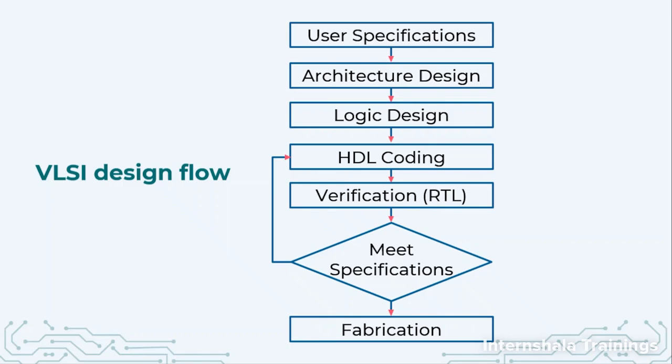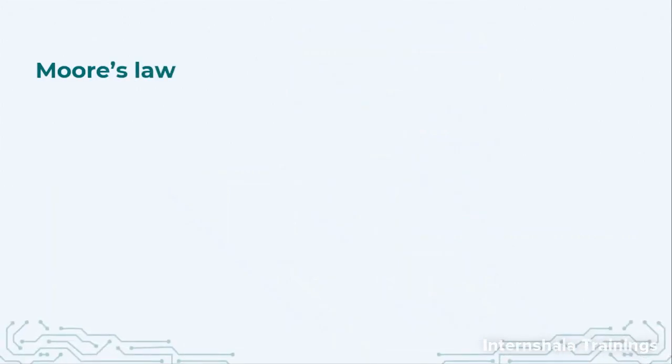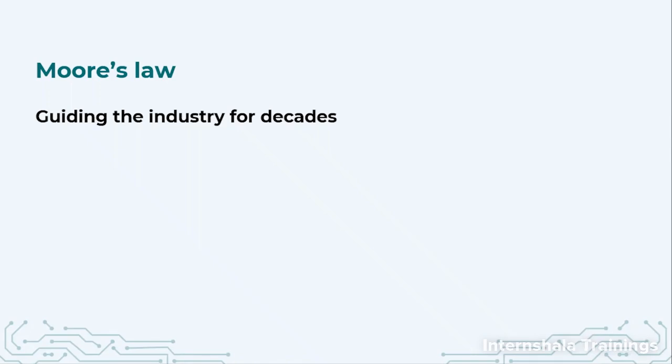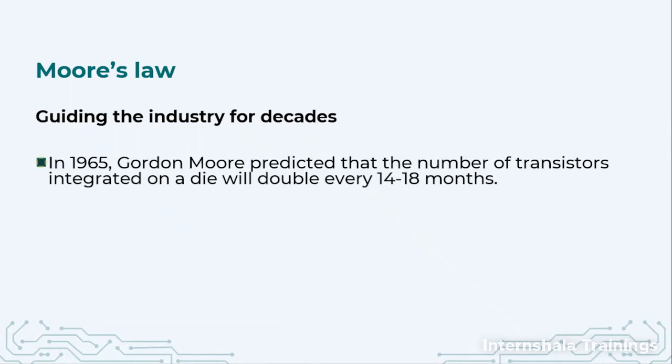Let us talk about a very important law called Moore's law. This law has been guiding the industry for decades on how this industry will grow. In 1965, Gordon Moore said that every 14 to 18 months, the number of transistors that we integrate on a single chip will double. So in around 3 years, we will be able to put together 4 times the number of transistors. In another 3 years, another 4 times, so a total of 16 times. So he predicted an exponential growth for the VLSI industry.